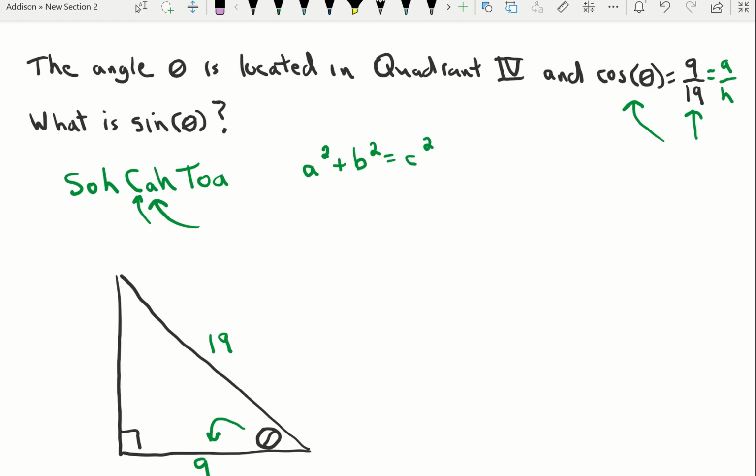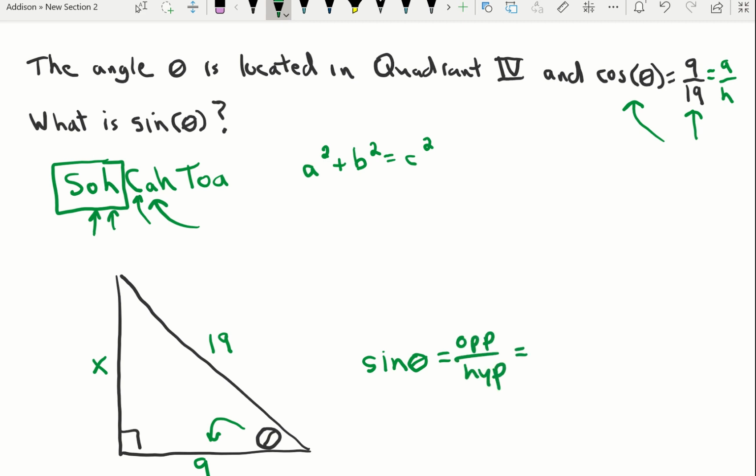Okay, so we have those two sides labeled. The next thing that we want to do is find this side right here. That's the unknown side, and we need that side because we're looking for sine of theta. The formula for sine of theta uses the SO part, which is opposite over hypotenuse. So we need the opposite side over hypotenuse, and we have the hypotenuse ready. We just knew that was 19. So I'm going to put 19 here on the bottom.